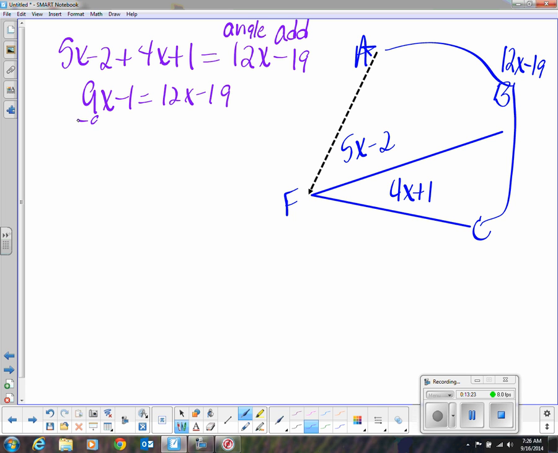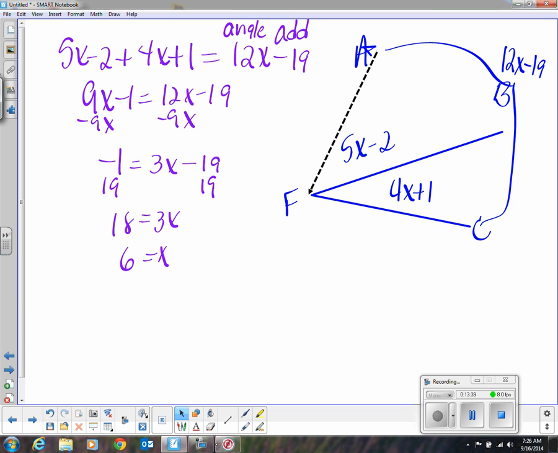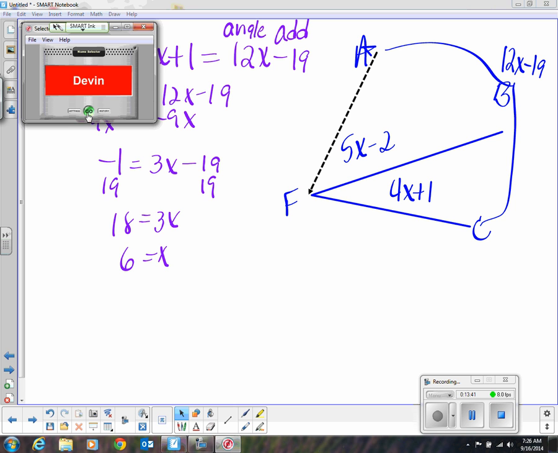You're going to subtract your 9x. You have negative 1 equals 3x minus 19. You're going to add 19. So you got 3x equals 8. 4x equals 6.